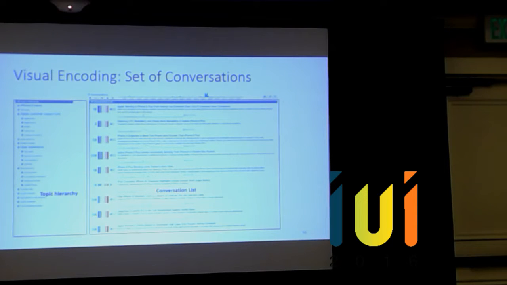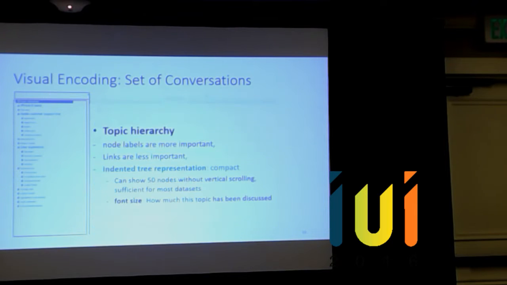And on the right, we have the conversation list. You can see that on the top, there is a timeline, which shows the volume of comments over time. Within the topic hierarchy, the nodes are organized using an indented tree representation, because this allows us to provide a more compact representation so that we can show at least 50 nodes without requiring vertical scrolling.